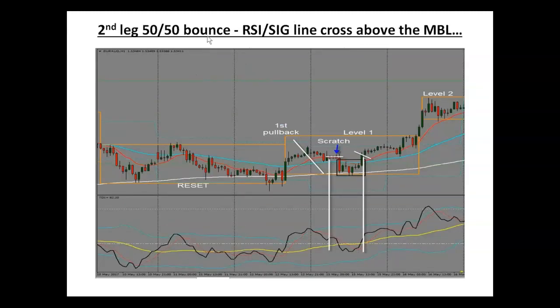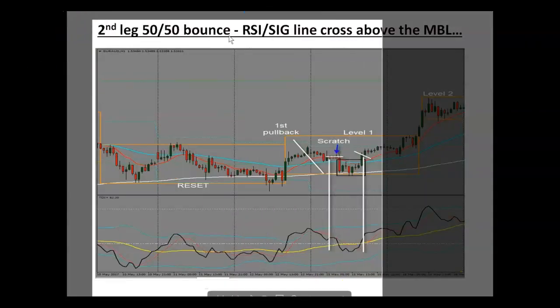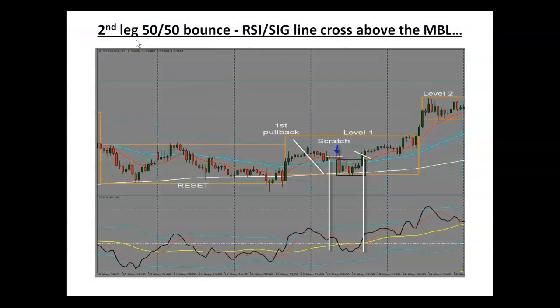Now if you take the second leg of the 50-50 bounce, your RSI signal line has to cross above or below the market baseline. Like any second leg, any M structure, half a bat structure, where you look for out of the band, in the band, any second leg structures, RSI signal line has to be above or below the market baseline.